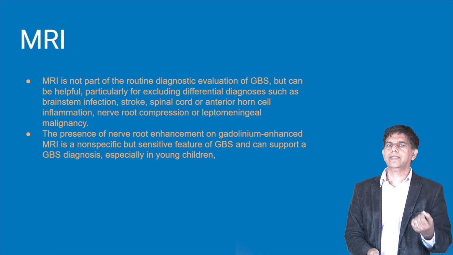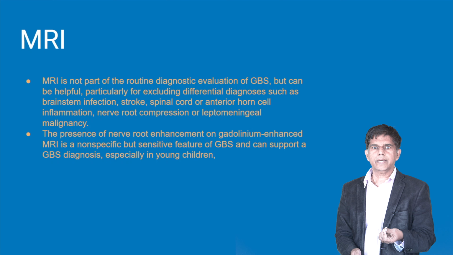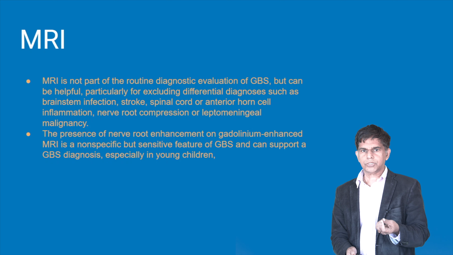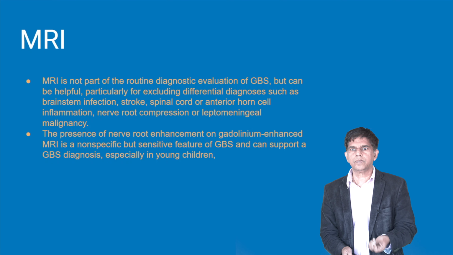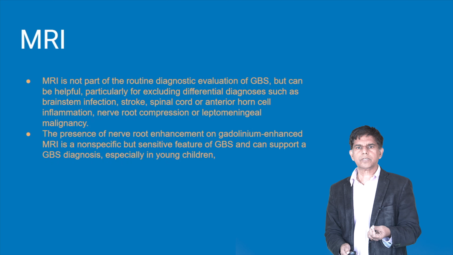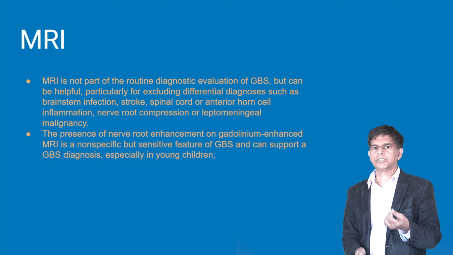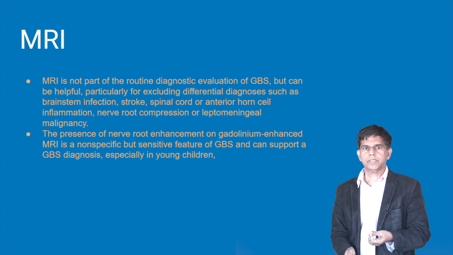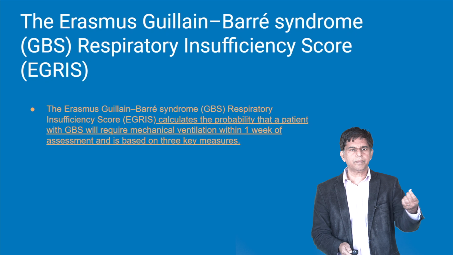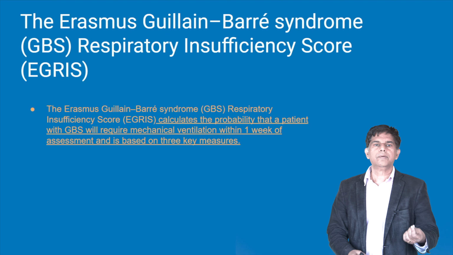So MRI, again, not very helpful, but what will be the finding if you want to look at it? You just want to make sure you're ruling out other causes like stroke and spinal cord lesions, and you might see the presence of nerve root enhancement on gadolinium-enhanced MRI. It's a non-specific but sensitive feature. Okay. So if a patient comes in, you're always worried, are they going to take a turn for the worse or not?